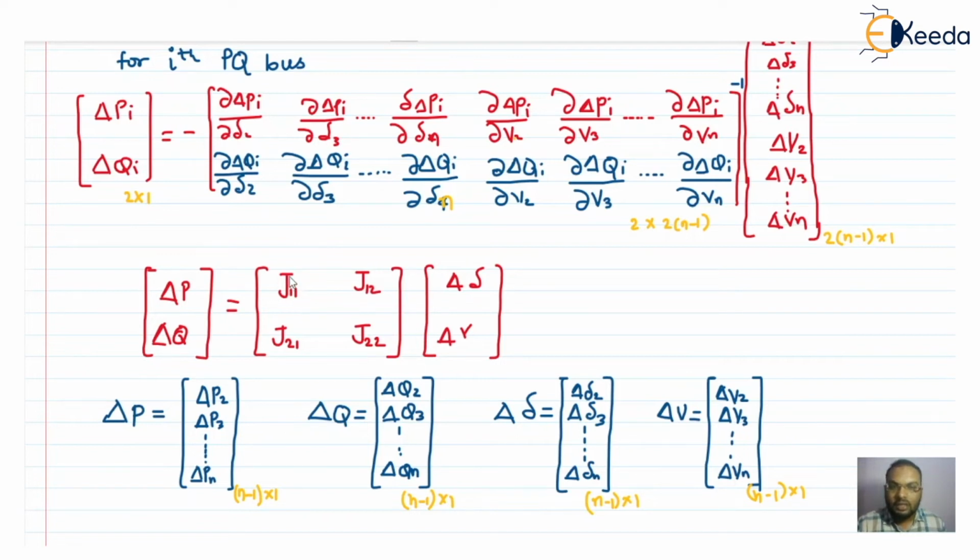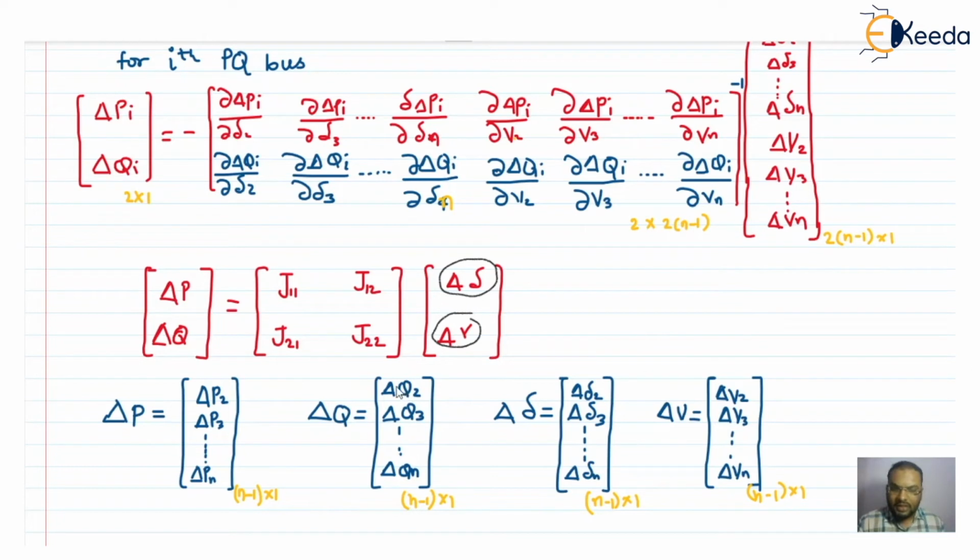Okay. Now let's say these are the elements of the Jacobian matrix: J11, J12, J21, J22. And these are the corrections. The correction in the phase angle and the correction in the voltage. Okay. Now what is this delta P or change in P? It is actually a vector of change in real power on each bus. Bus range starting from second to n. So order would be n minus 1 by 1.